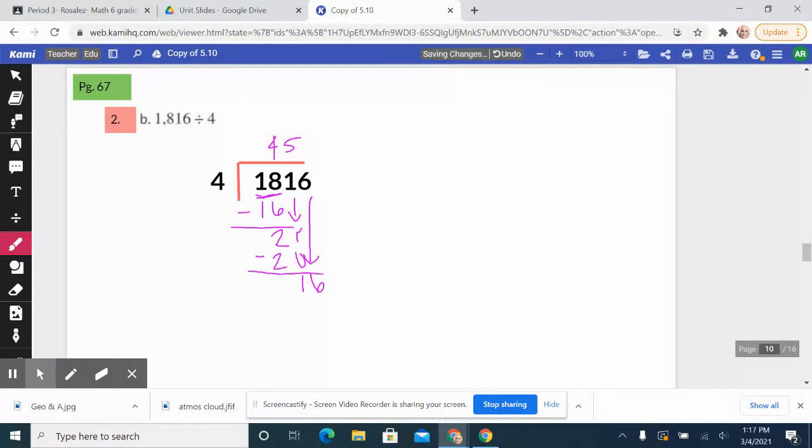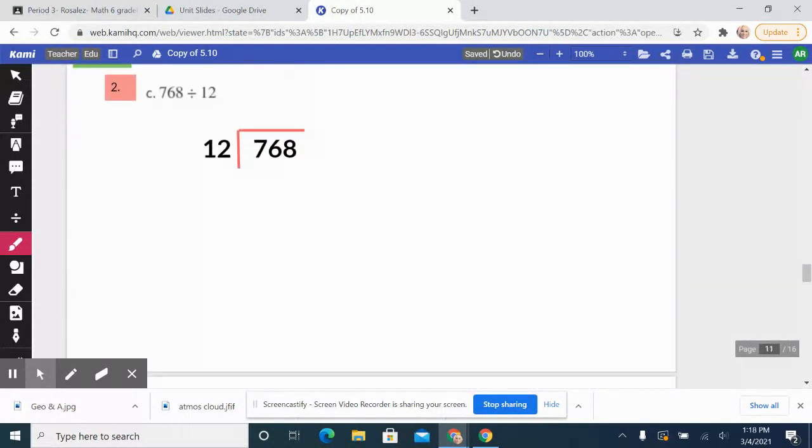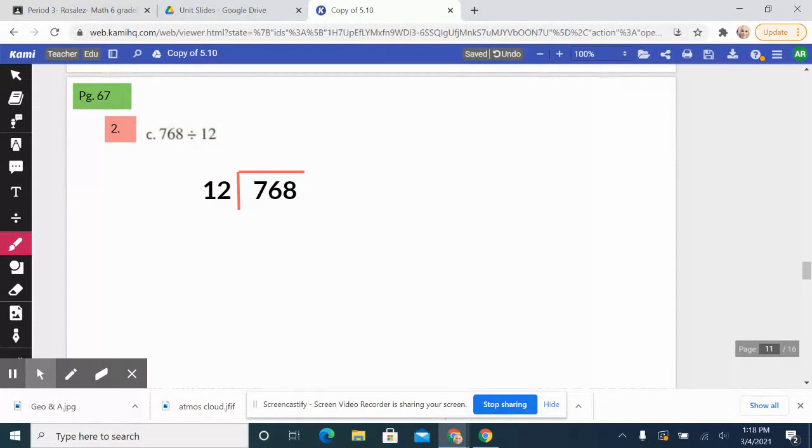4 goes into 16 4 times. 4 times 4 is 16, and you get 0. So your answer is 454. Please make sure that you write everything down that you see in purple. Okay, and then this will be the last one for this little part. And we're going to be dealing with C. Now, this is going to be a little bit bigger.